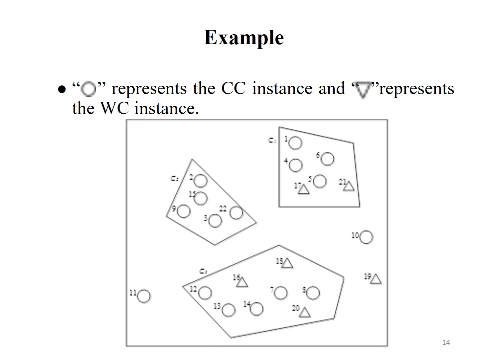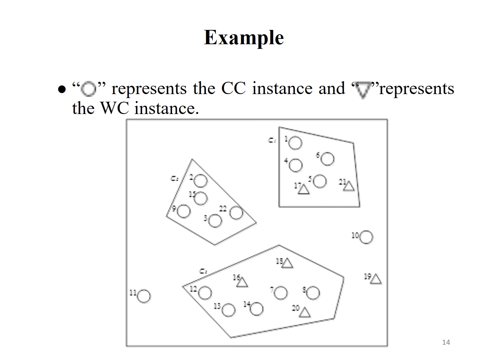Take the cluster C1 for example. Since the CC instances X1, X5 and X6 are in the same clusters as the WC instances X17 and X21, these CC instances are selected for the final CC training data.